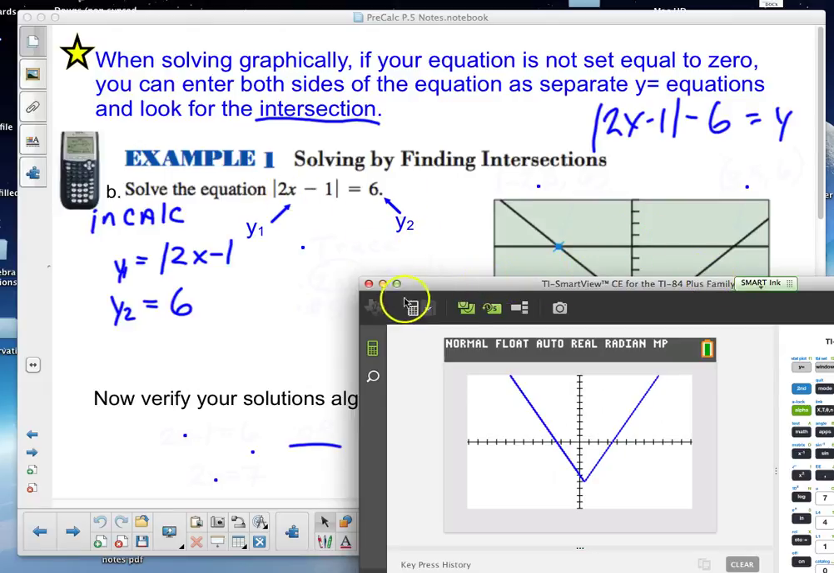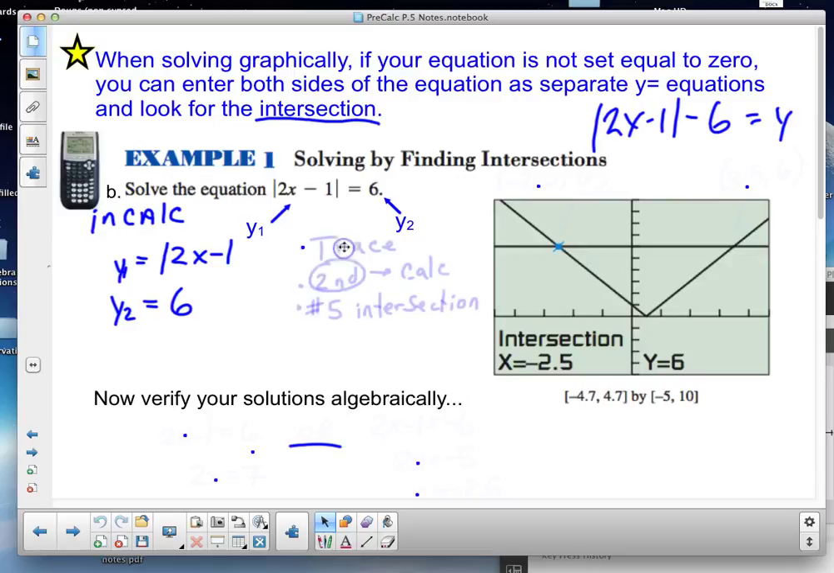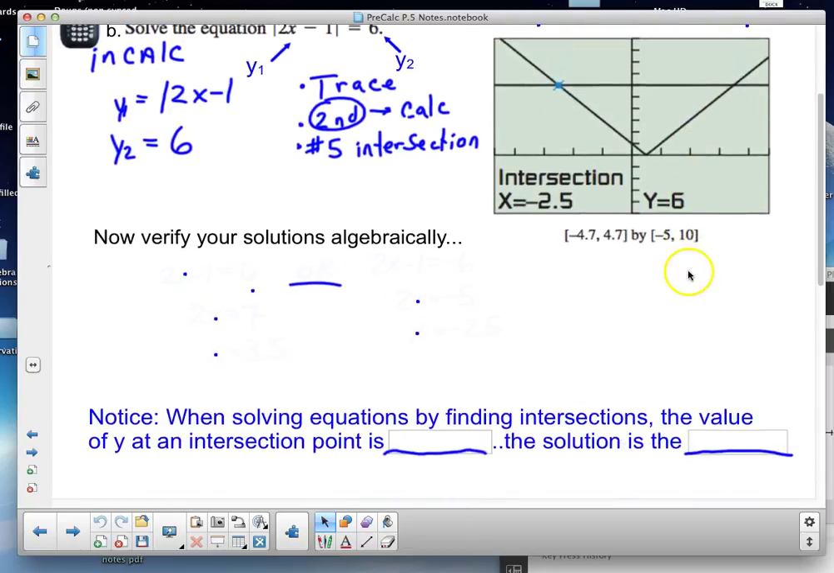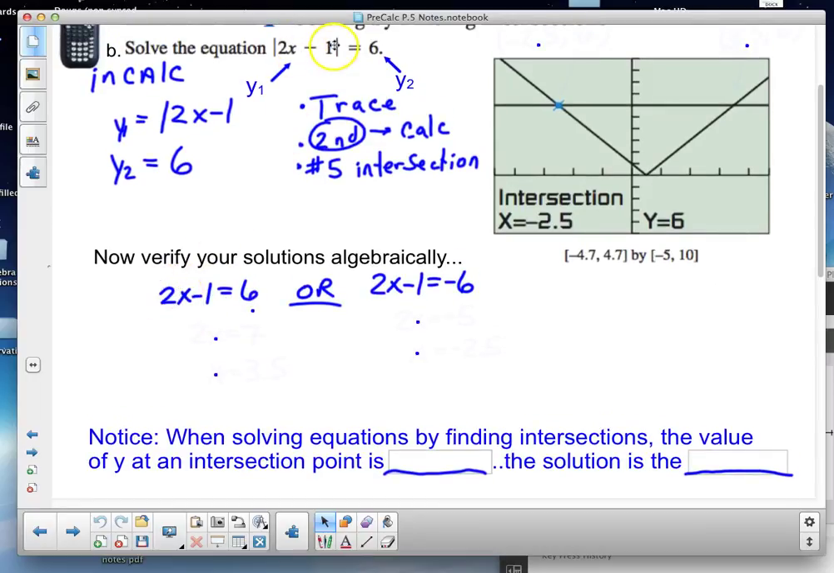Remember, I can put them in and find my zeros, and this is what I did. Trace, second, calc, and hit number 5, intersect, and you can find your 2.5, you can find your 3.5. But now let's look at it algebraically. Remember, I either have 2x minus 1 is equal to 6 because it's positive, or 2x minus 1 is equal to negative 6 because it's negative. These are the two things I need to solve when I consider this absolute value. So now I look at it and I got 2x equals 7, and I divide, and hey, look, 3.5 like we thought. And then I go over here and I solve and I get negative 2.5.